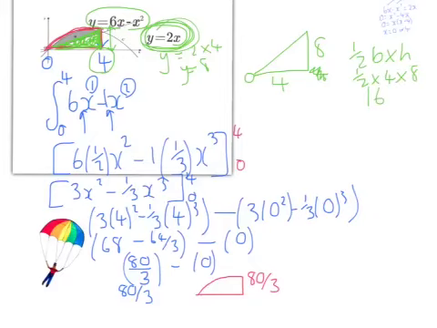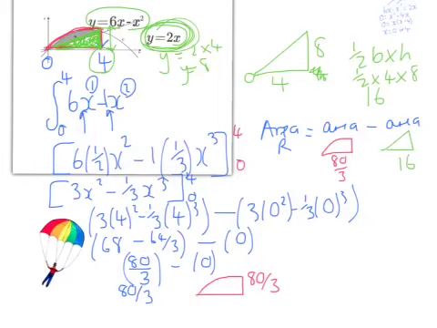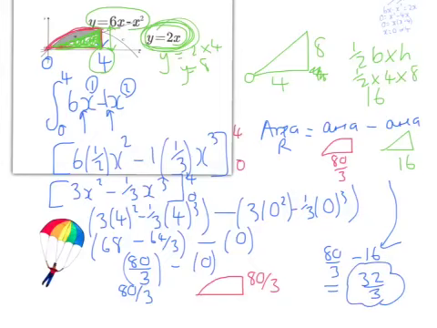Okay, let's put it all together. The area of R is the area of the red section, which is that section there, which is 80 over 3, minus the area of the green triangle, there's my green triangle, which is 16. Okay, so let's come down here. 80 over 3 minus 16 gives me a final answer on my calculator of 32 over 3. Did you get that?